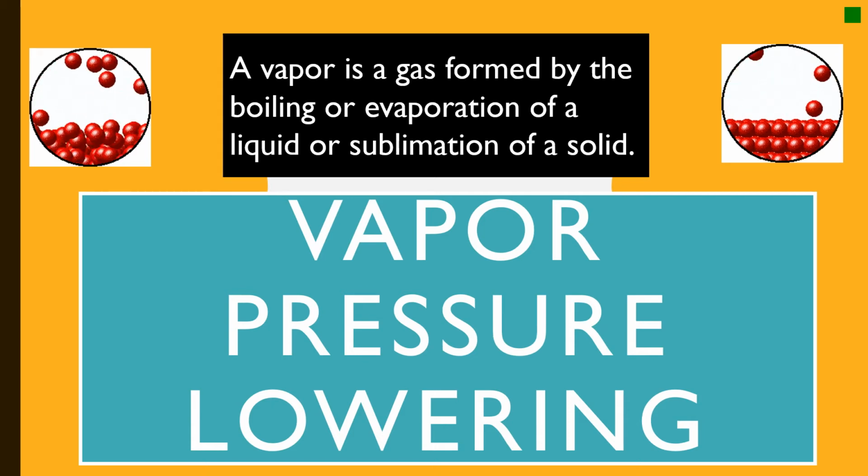Greetings to you all. In this video, I'm going to focus on vapor pressure lowering as another colligative property. A vapor is a gas formed by boiling or evaporation of a liquid or sublimation of a solid.